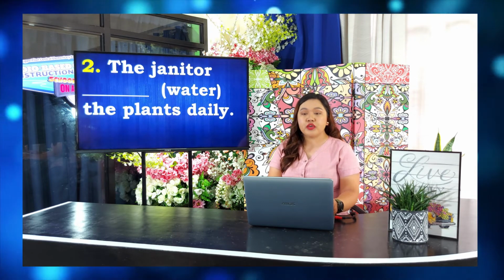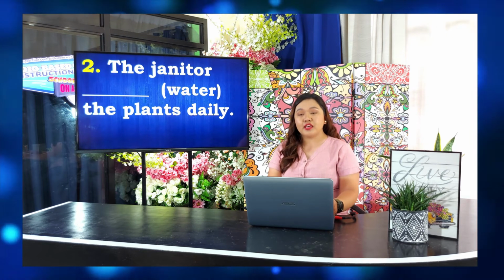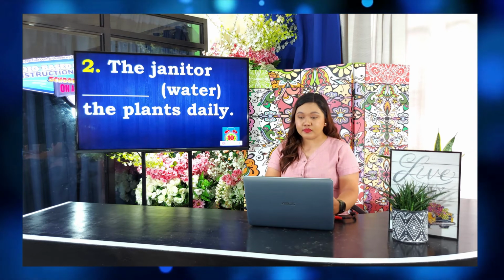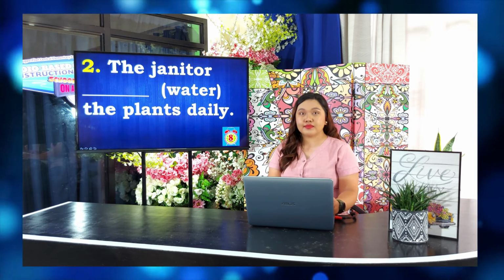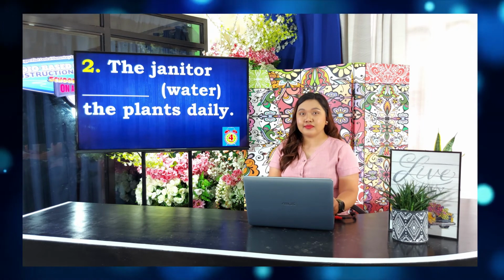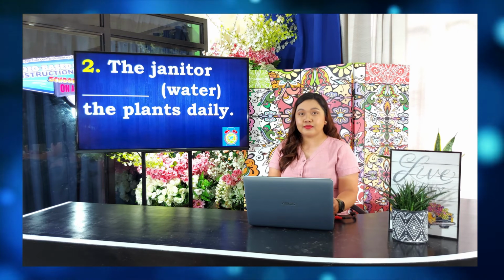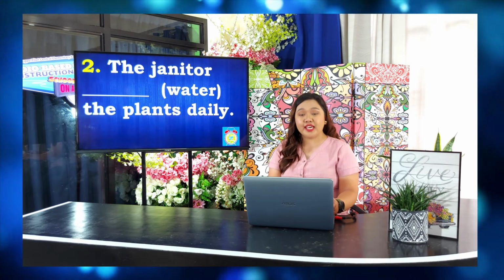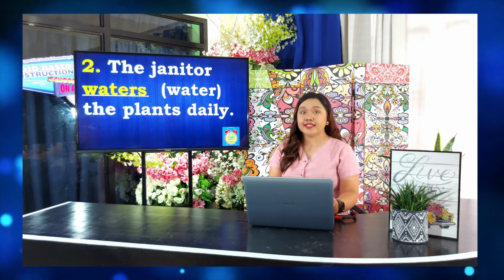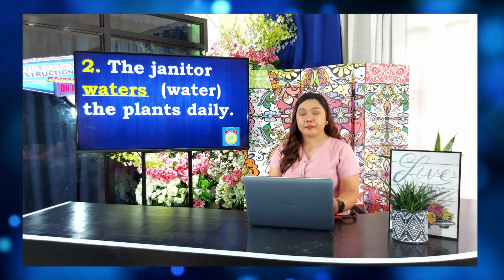Number 2. The janitor blank water the plants daily. Amazing! The correct answer is waters. The janitor waters the plants daily because the action happened in the present time.